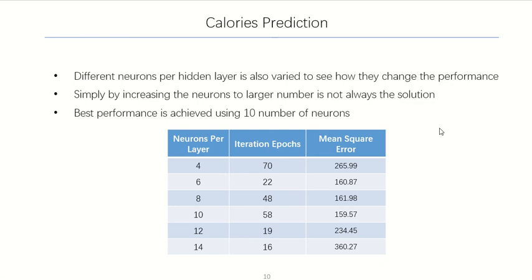So I think the best performance is actually achieved by just using 10 neurons, but using 6 and 8 gives approximately the same accuracy.